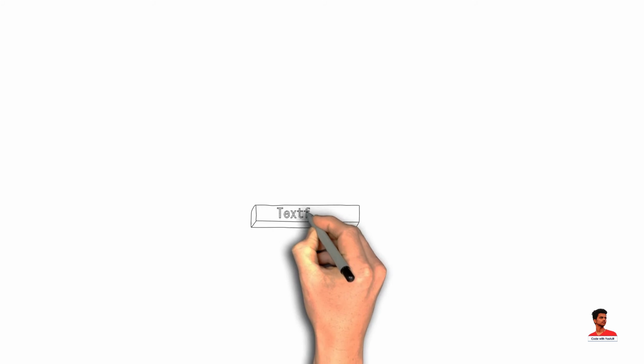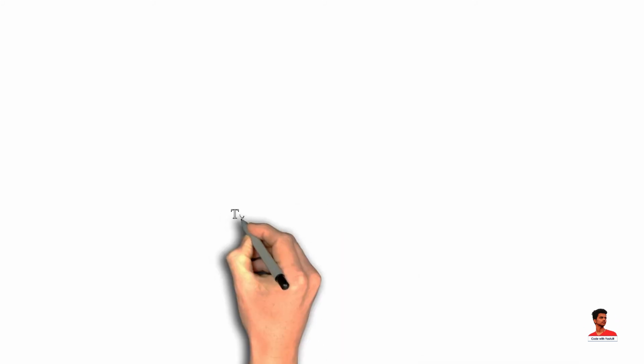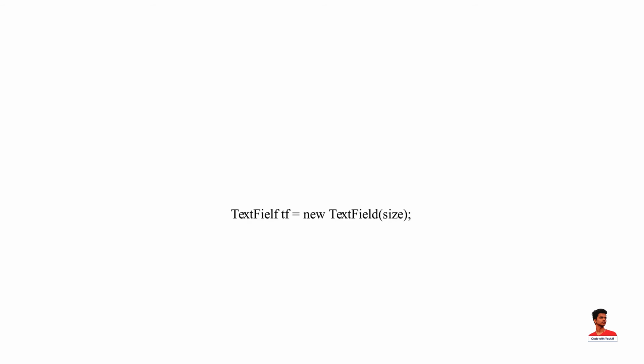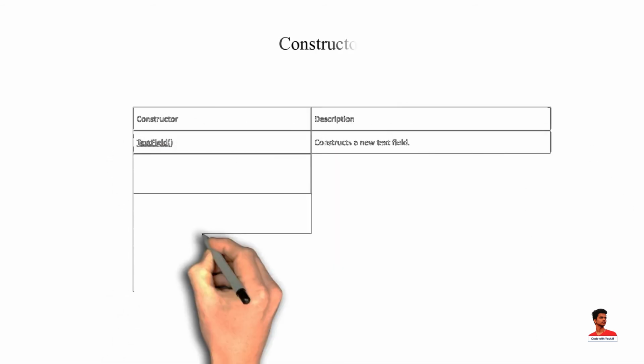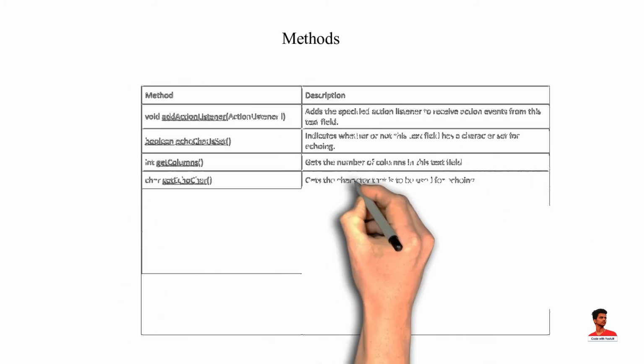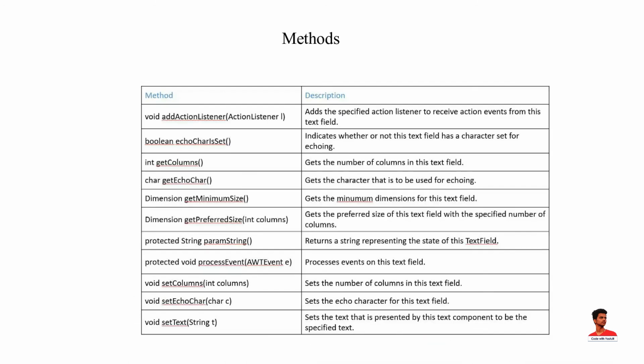Java.awt.TextField is a single-line text box for users to enter texts. This is the syntax for creating text fields. These are the constructors of text field component. These are the methods of text field component.